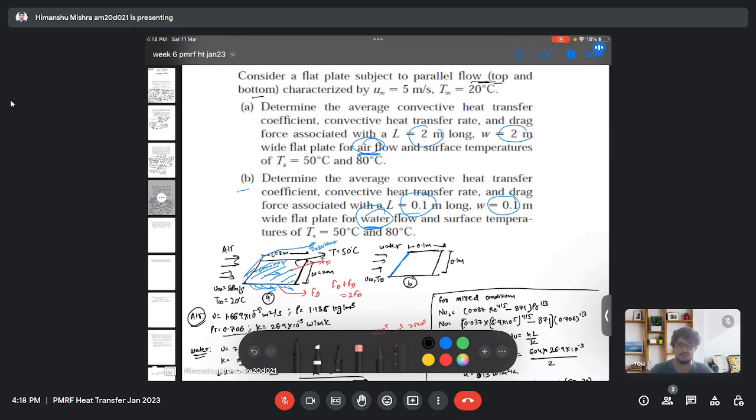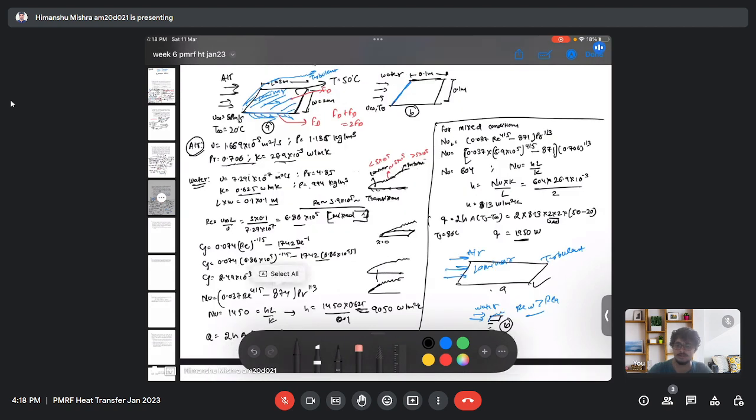So for the mixed condition, I introduced the correlation for the Nusselt number as well as for the drag coefficient. We need this drag coefficient and Nusselt number relation to find the heat transfer, drag force, and the shear stress. We use this relation for both water and air and at different surface temperatures. If the surface temperature changes, it will only change the properties, so we need to check the properties accordingly.